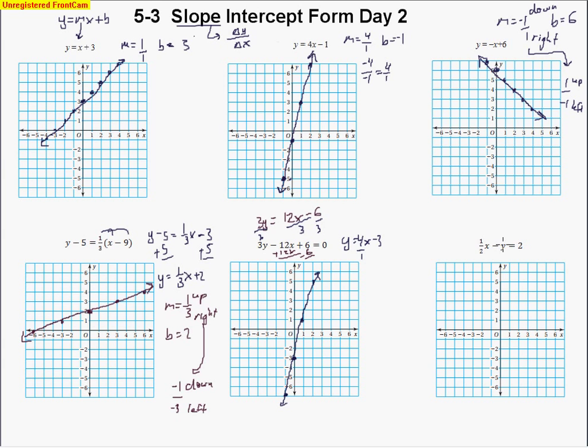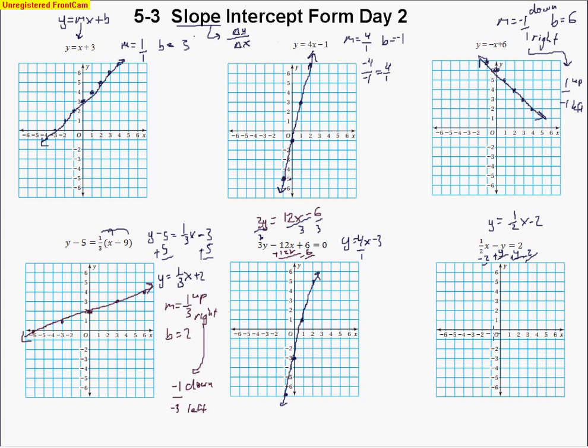So on this one, I'm going to bring the y over to this side. See, if I add y, that gets y almost by itself. Then I'm going to subtract the 2, and I've got this. So I'm going to rewrite it with y on this side, though. y equals 1/2 x minus 2. So 1/2 is the slope, negative 2 is the y-intercept.